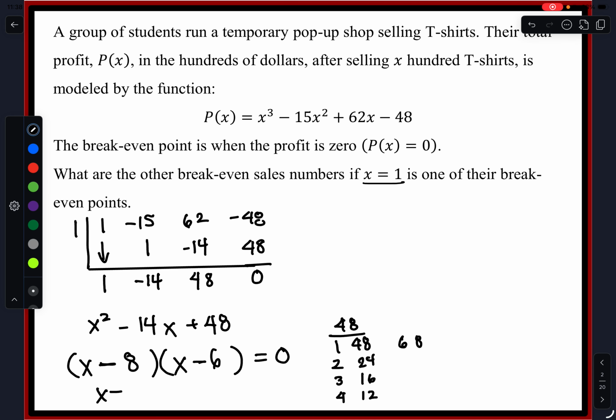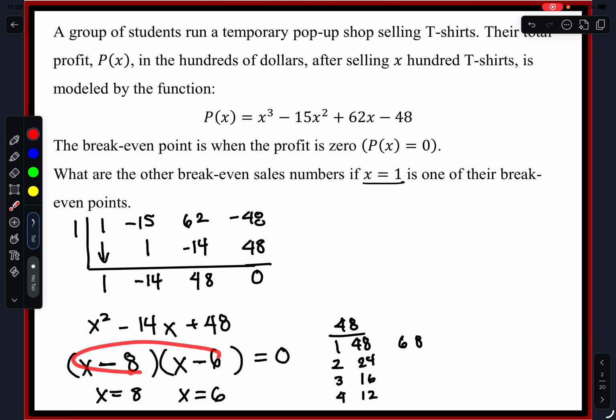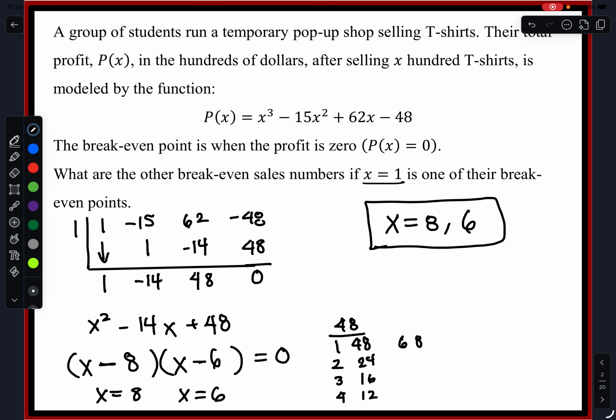So that means x would have to equal positive 8, and x would have to equal positive 6 in order to make those two factors equal to 0. So the other two solutions are that x equals 8 and x equals 6. They would have to sell 800 shirts and 600 shirts just to break even as well. If they sell anything in between, they might make money or lose money, but just to break even, that would be another option. Again, a number of shirts just to make up the money that they lost.